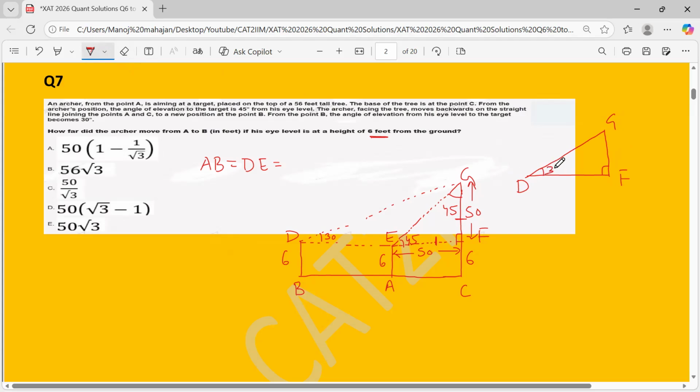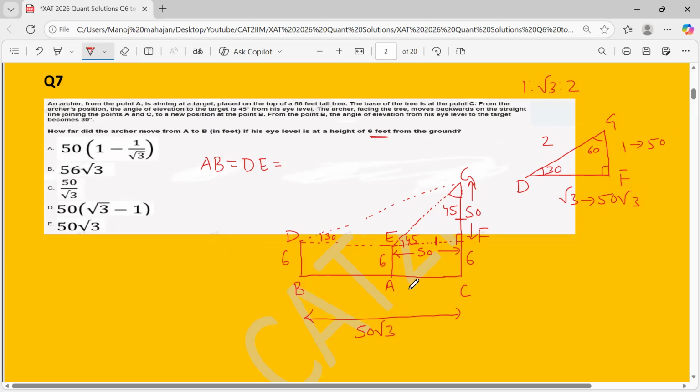So this is 30, this is 60. So we know that in the 90, 60, 30 triangle, the ratio is 1 is to root 3 is to 2. 1 is in front of 30, root 3 is in front of 60, and this is 2. So what we know over here is GF, that is 50. So this DF could be calculated, which would be 50 root 3. So this entire we got to know 50 root 3.